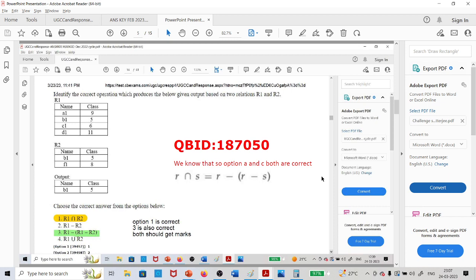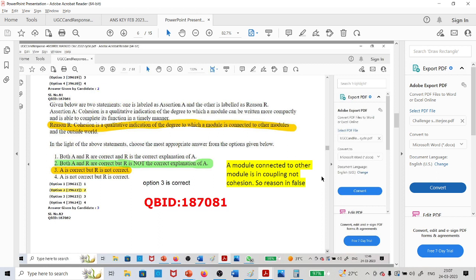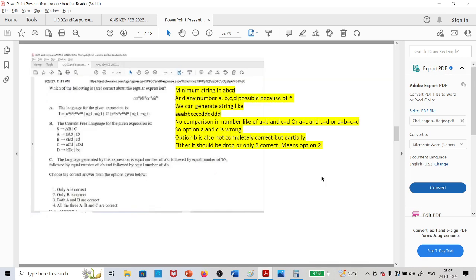If you mark option A, option A is also correct. For cohesion and coupling, the supporting document says that the module is the definition of coupling. So it's not cohesion, the reason is wrong. So you can attach this document for this question.